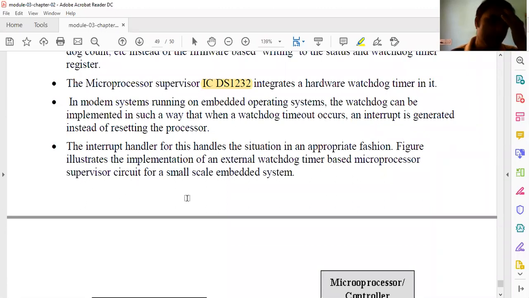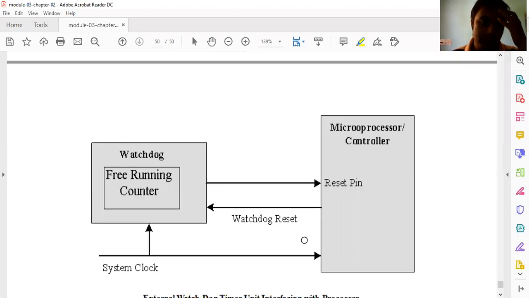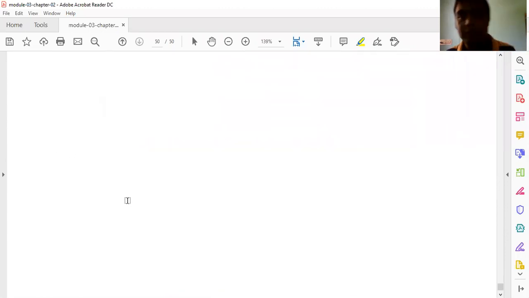The interrupt handler handles the situation in an appropriate fashion. That is given in the figure like this. Okay, that's it.